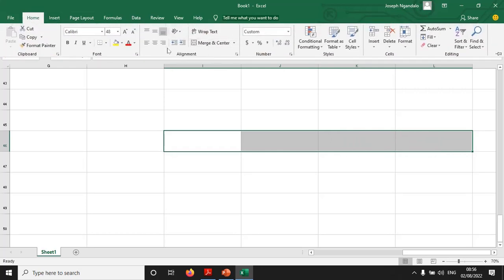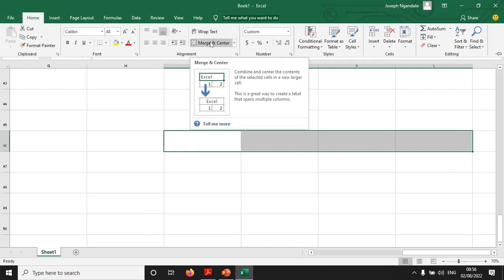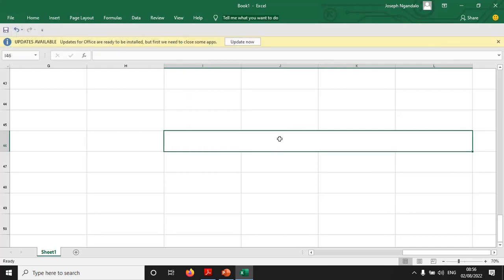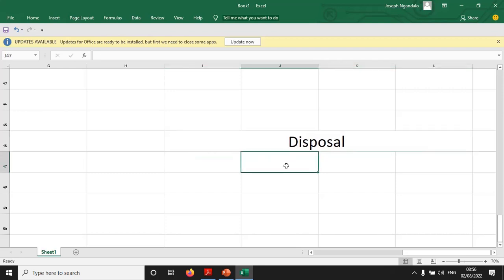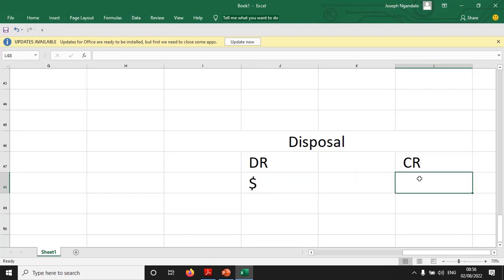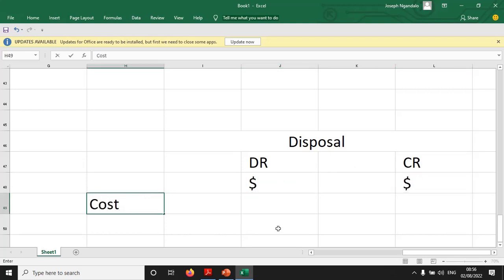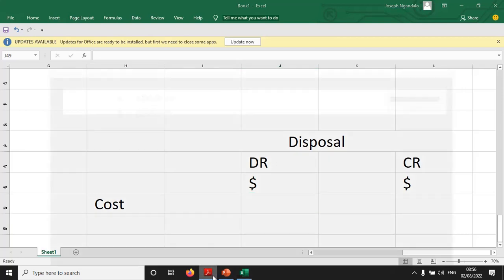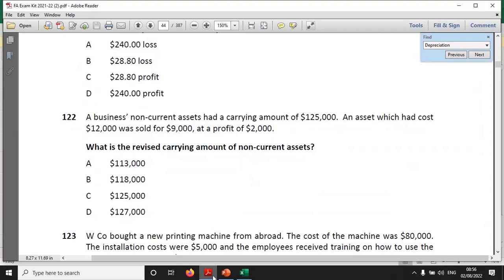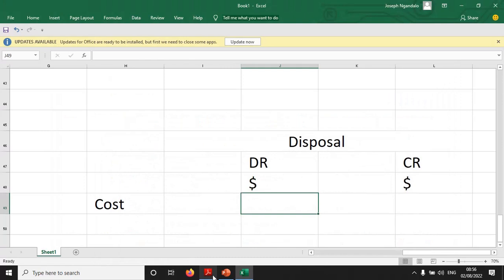I just want to remind someone, although I feel that you need to start remembering some of these things on your own now. Here there is debit, here there is credit. And of course here we have got dollars, here we have got dollars as well. We are told the asset cost how much? The one that was disposed, an asset which cost 12,000, is that correct?